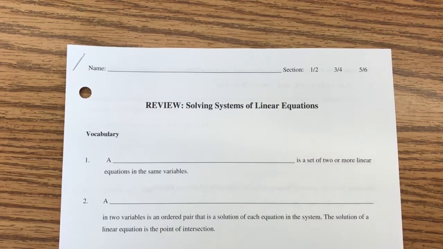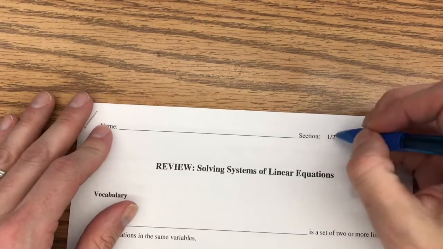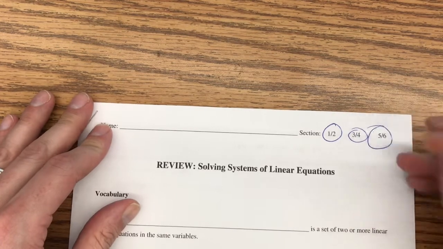Right, chapter 5 review, the Miss Henry version. I'm going to do her packet, which is 3 sides in length. So let's do it. Section 1, 2, and 3, 4, and 5, 6.